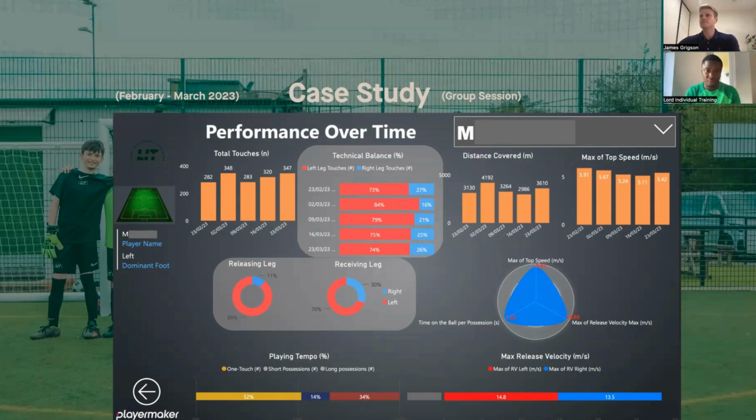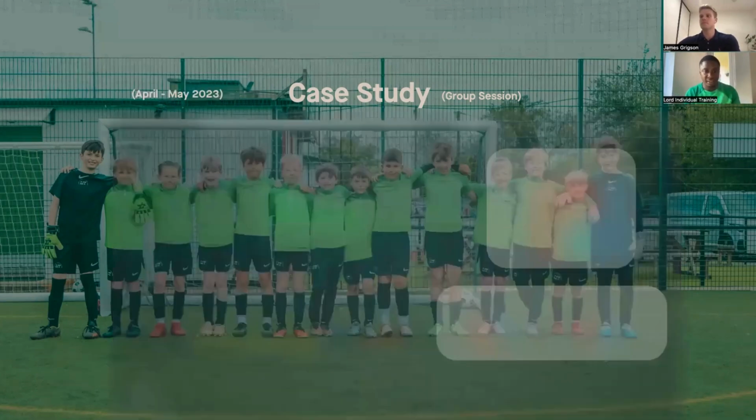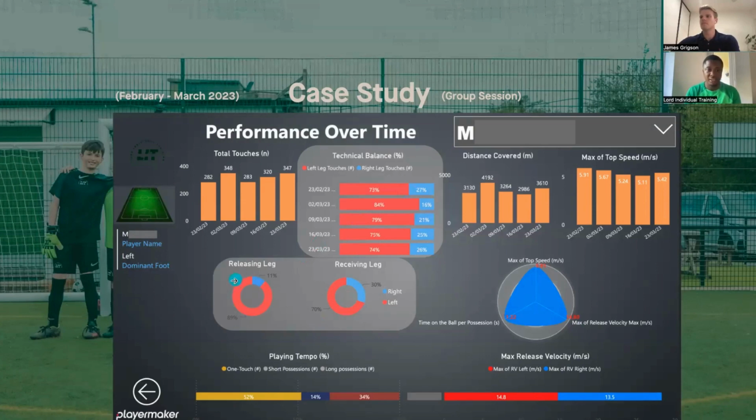So you can see just underneath that, there's a breakdown of their releasing leg and their receiving leg. So again, this is for the first 6-week block, just to gain information about the player objectively, which gives us the range of different types of data metrics. And then for myself, subjectively, I was working with this player each week, which allowed me to get a better idea of what I was actually working on, but also linking in with video too.